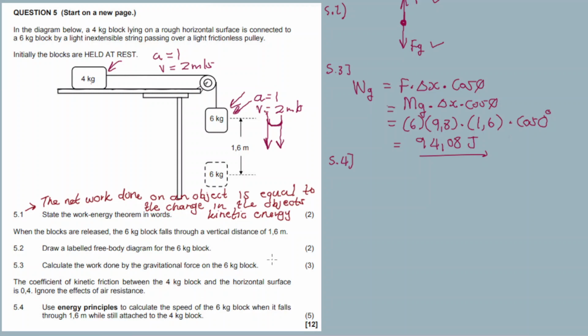It doesn't matter which block you calculate the speed for, the 4 kg or the 6 kg, you will find the speed for the whole system, right? It applies to the 4 kg block, and it also applies to the 6 kg block.